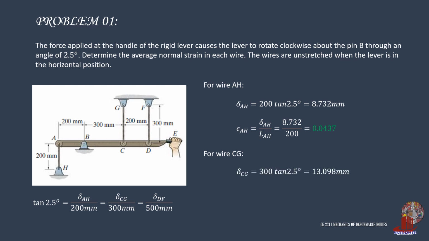Its deformation is computed as 300 times the tangent of 2.5 degrees, resulting to 13.098 mm. The strain in the wire CG is then the deformation of 13.098 divided by the original length of 300 mm. Thus, the strain becomes 0.0437.